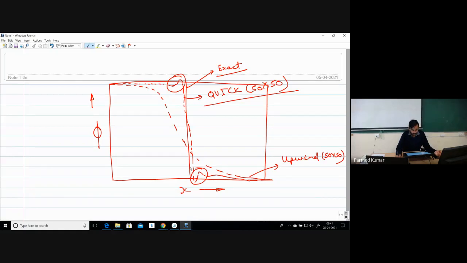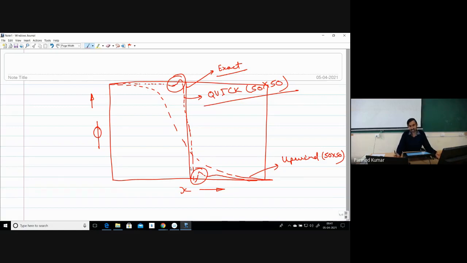So this is one of the limitations. Particularly for the QUIC scheme, many researchers have also developed other variants of the QUIC scheme which take care of the stability issue and retain the order of accuracy by considering deferred correction. That deferred correction, one of the variants for the QUIC scheme, I also explained to you in the previous lecture.